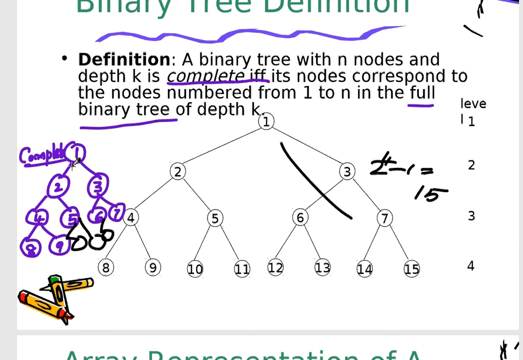But in a complete binary tree, the same pattern of numbering will be there, but a few nodes will be missing, right? So if all the nodes available in the complete binary tree have the same mapping of the numbered nodes, then this can be called a complete binary tree.